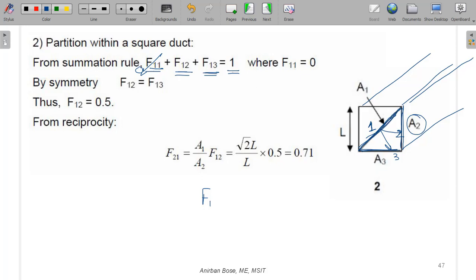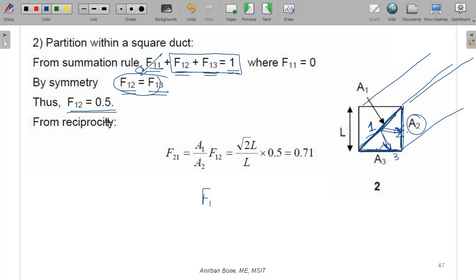Now you see, with respect to 1, this orientation of 2 and 3 is exactly symmetric, so whatever is the value, definitely it should be the same for F12 and F13, because ultimately how much energy will strike here and how much energy will strike here, definitely these are symmetric, so F12 must be equal to F13. So if you use this relation from the symmetry of the geometry, you can definitely conclude that F12 or F13 must be equal to 0.5, because their summation is 1 and they are equal.